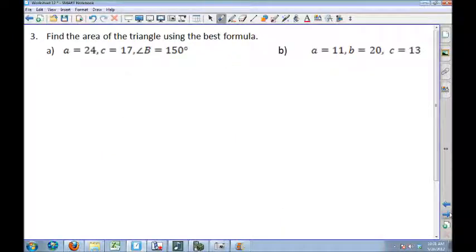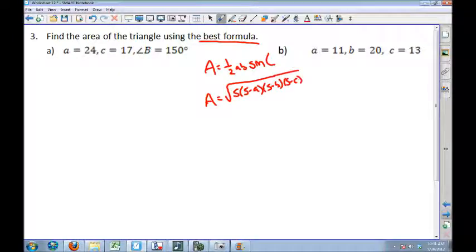For this one, I'm going to find the area of a triangle using the best formula. I have two. The area of my triangle is 1/2 ab sine of the angle between them. And my other formula is Heron's, which is the square root of s times s minus a, times s minus b, times s minus c, where a, b, and c represent the sides, and s is half the perimeter. Well, in my first example, I have two sides and the angle between them, so my first formula would be the best one, because I have all that given information.